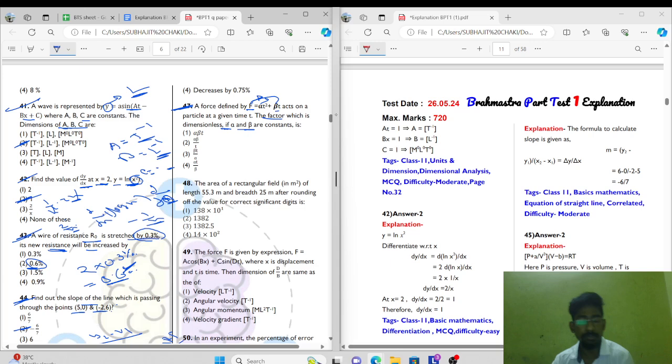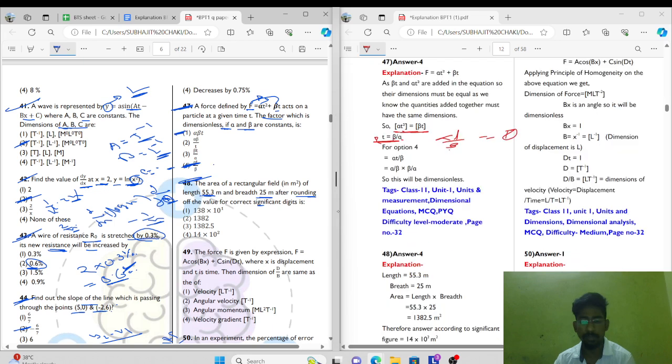So number 48, the area of rectangular field of length this, breadth this, after rounding of the value the correct significant figure. Okay, 55.3, take this as 55, so multiply this with 25. So how to multiply this? First of all multiply 55 with 5, that will become 275. 275 into 5, that will become 1375, right?